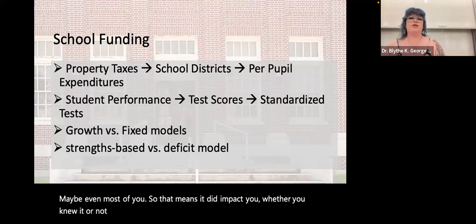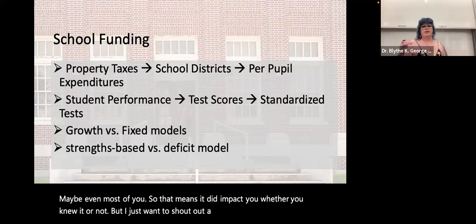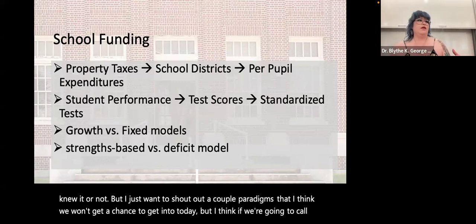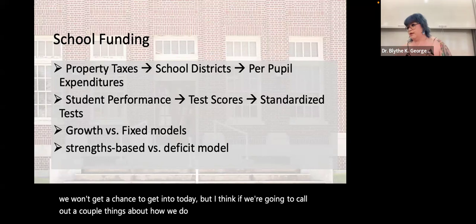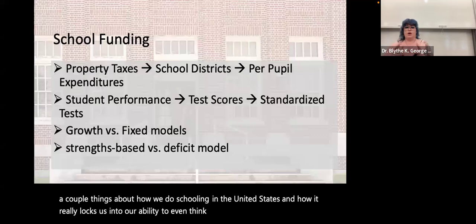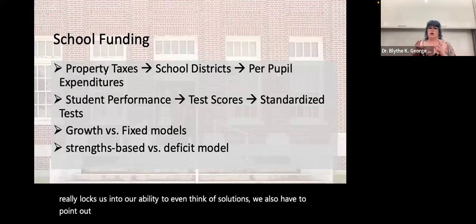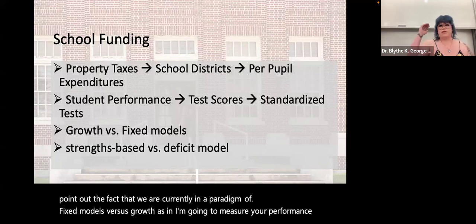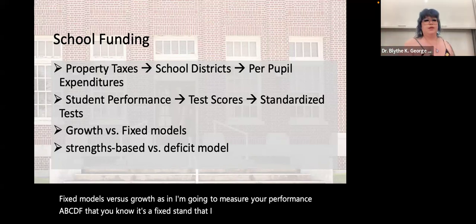But I just want to shout out a couple paradigms that I think we won't get a chance to get into today, but I think if we're going to call out a couple things about how we do schooling in the United States and how it really locks us into our ability to even think of solutions, we also have to point out the fact that we are currently in a paradigm of fixed models versus growth, as in, I'm going to measure your performance A, B, C, D, F, that, you know, it's a fixed standard that I hold everyone up to?